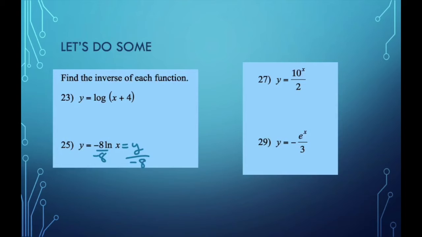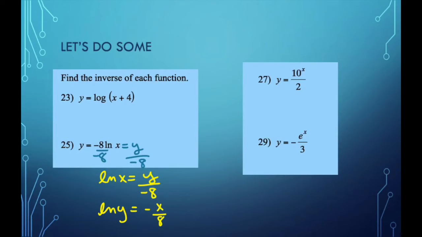So I will now have ln of y. We will be switching that in a minute. I just haven't gotten there yet. Yes, we can switch the x and the y now. ln y equals x over negative 8, or negative x over 8, however you want to do it.